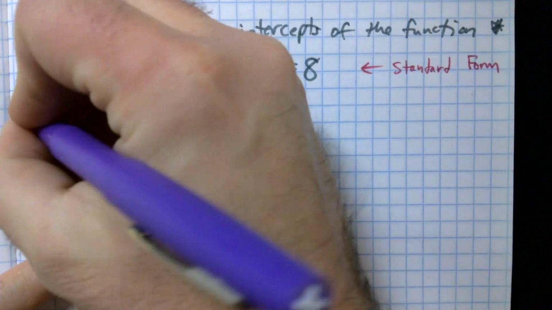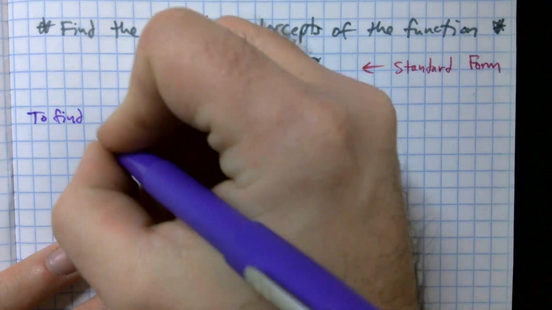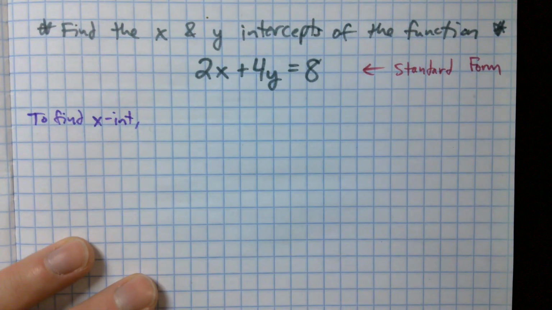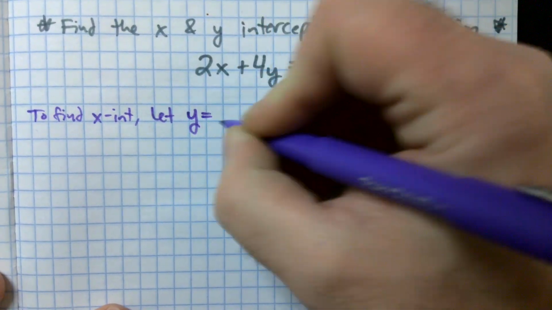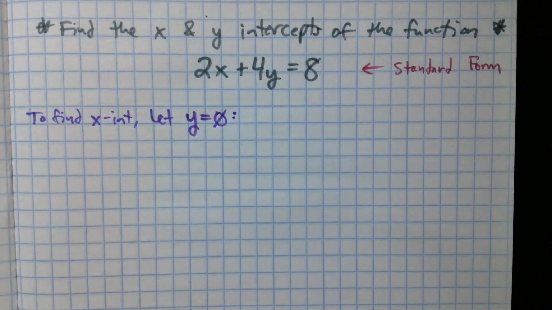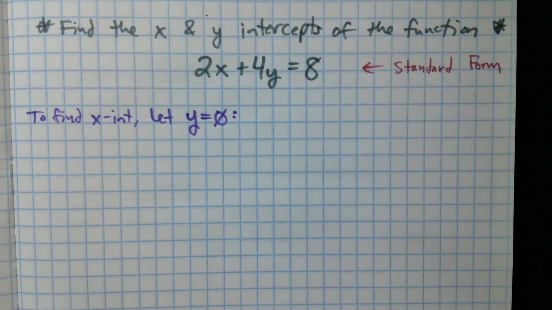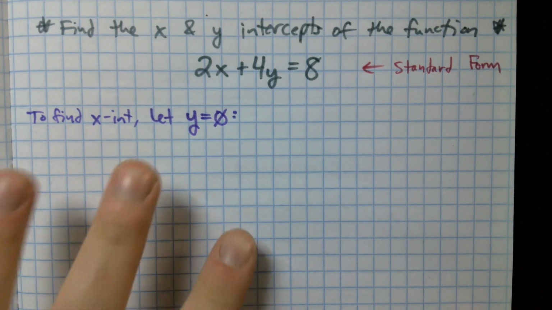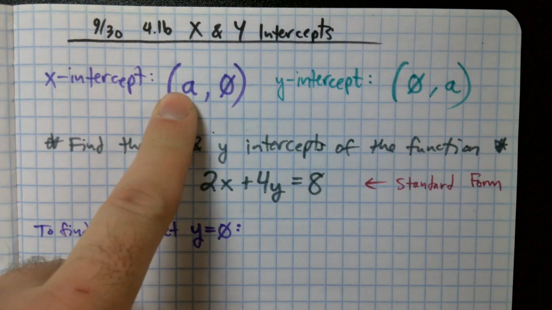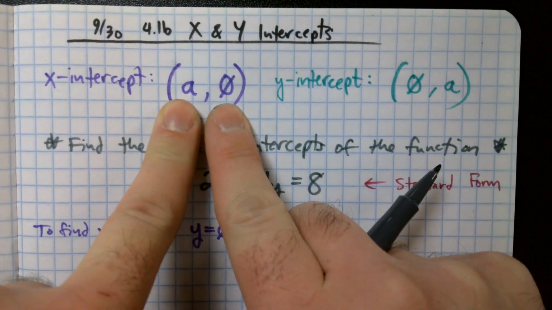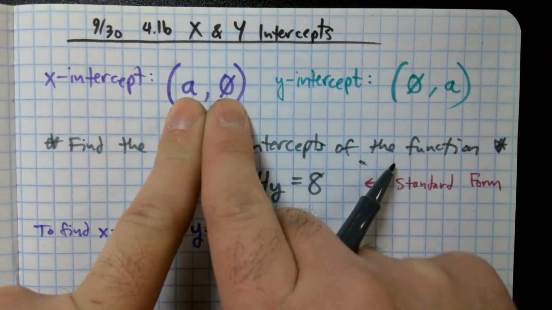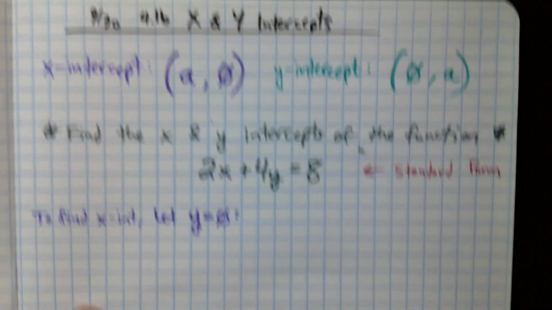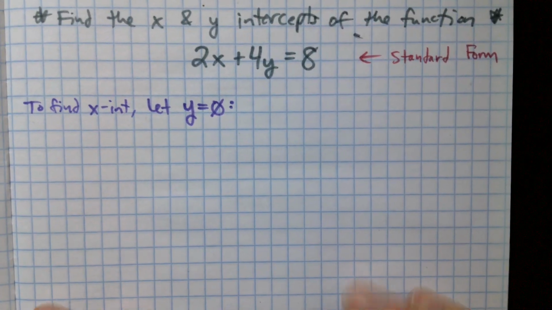If I want to find the x-intercept, we're going to let y equal 0. If I want to find the x-intercept, which variable is 0, the x or the y? Take a look back up. My x-intercept is the x or the y 0? The y. So if I want to find my x-intercept, I'm going to let y equal 0.